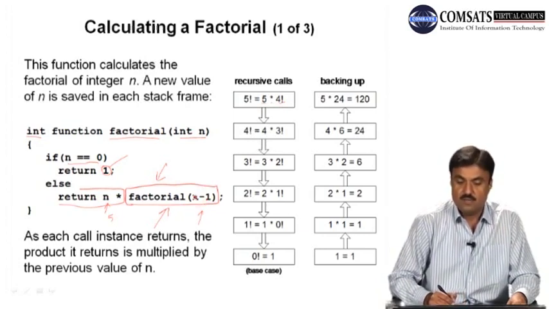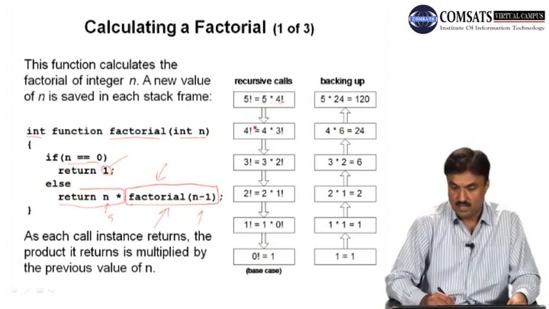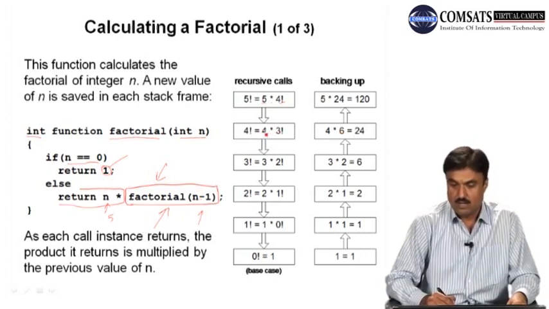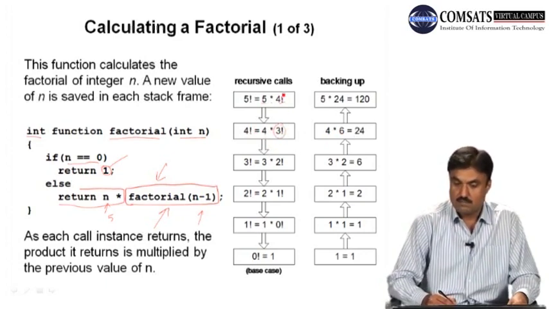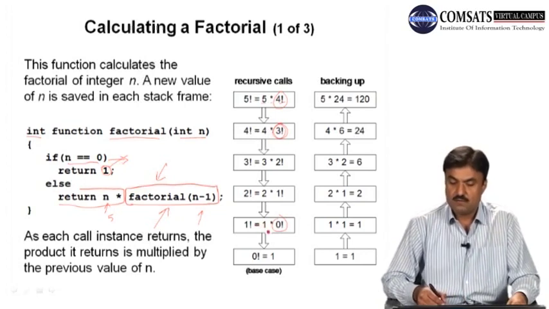So this will be stored again inside the stack, and then we are calling 4 factorial, which means 4 multiplied by 3, and we are calling this one. So in 5 we are calling 4 factorial, in 4 we are calling 3 factorial, and so on. If it is 0 factorial, this is the condition. If it is 0, what will happen? It will return value 1.